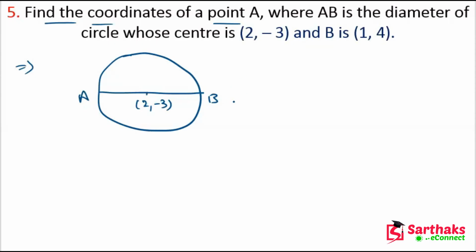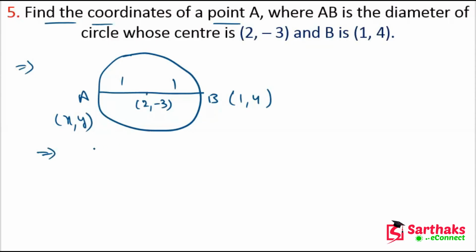Okay, now we have B as (1, -1). Yeah, we have (1, -1), and we don't know x and y of A, so we have to find the values. Okay, now the center divides this line in the ratio 1 ratio 1. So this line is divided in the ratio 1 ratio 1, which means the center is the midpoint.